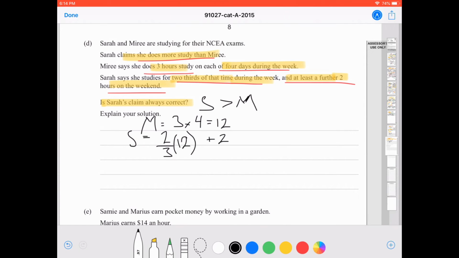And they're wondering whether Sarah's claim is always correct. Well, let's just simplify the equation for Sarah here. 2 times 12 is 24, over 3 is 8, plus 2, and that equals 10. So Sarah does 10 hours. Now that is not more than Marie's 12. And so what do we say about that?